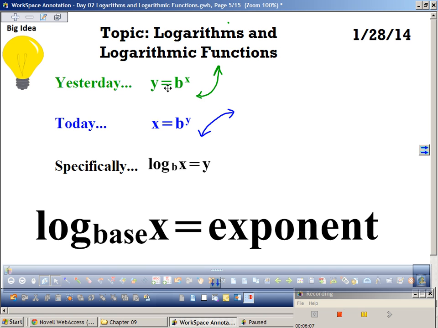So let's start here. What's this called? Exponential. And what is this compared to this? It's inverse. And what is this compared to this? Just the same thing, only written differently in logarithmic form. So today we're going to learn how to go from this form, exponential form, into logarithmic, and from logarithmic into exponential.